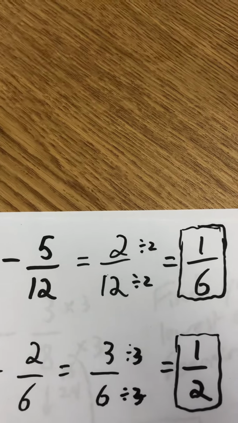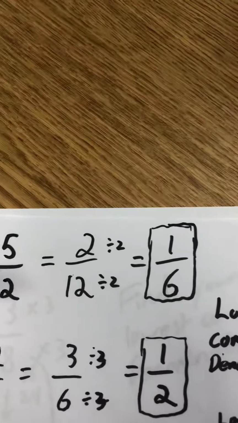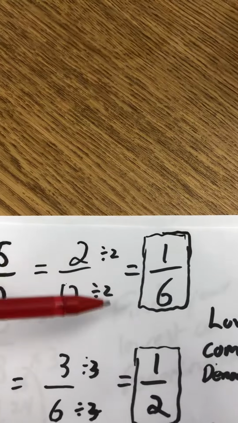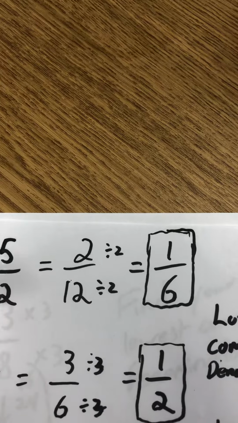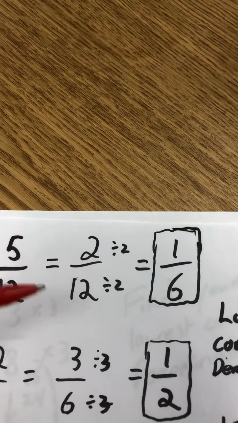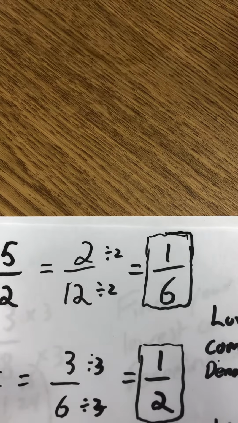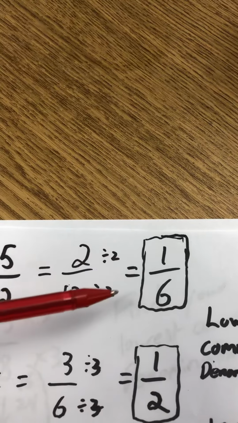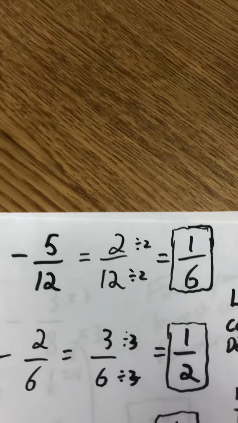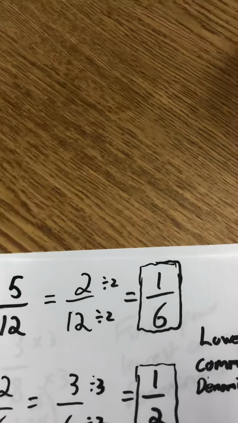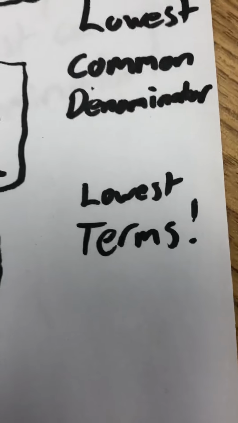And where your full mark comes from is going to your lowest terms. So we have 2 out of 12 becomes 1/6. And why that is, because we can divide the 2 by 2, and we can also divide the 12 by 2. Becomes your new fraction of 1 over 6. So to get your full marks, always go into your lowest terms.